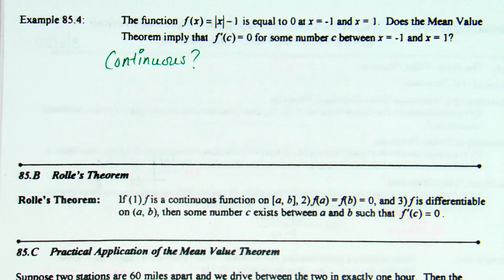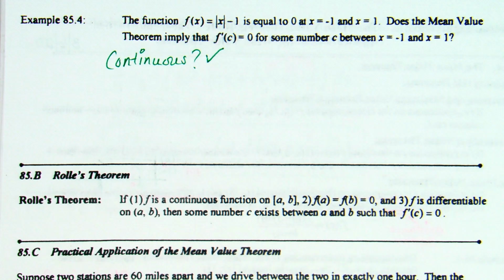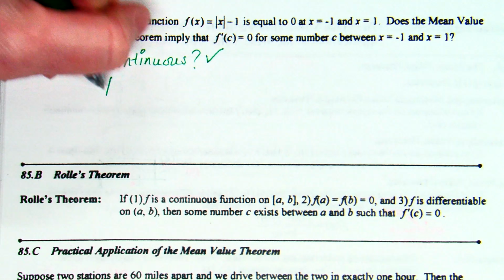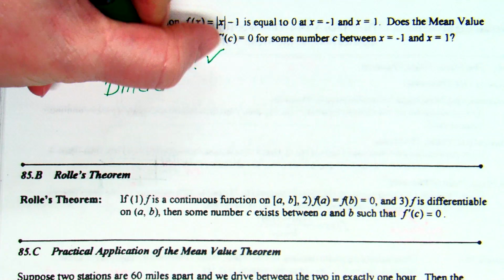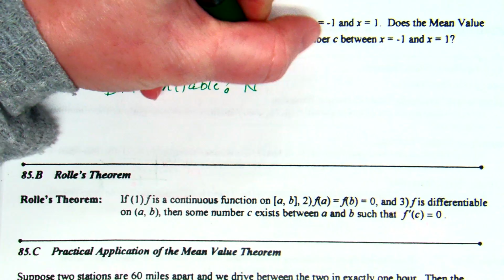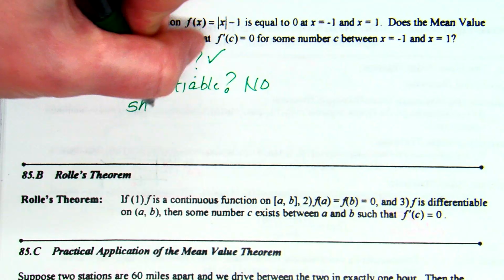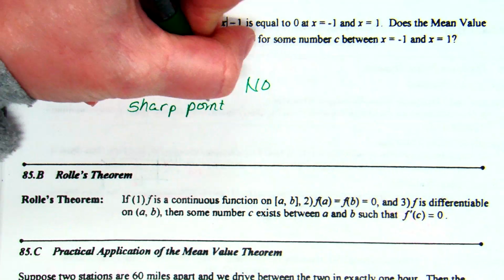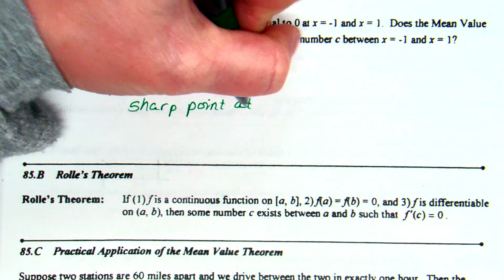Can we confirm continuity? Yeah. That's an absolute value. What's this graph look like? Absolute value is a V, shifted down 1. So is it continuous? Yes. But why is it not differentiable? It has a hard point at 0. So it's not differentiable because there is a sharp point at x equals 0.